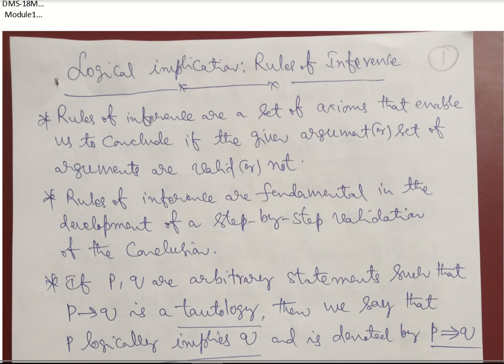So rules of inference are a set of axioms or statements that enable us to conclude if the given argument or set of arguments are valid or not. Using the given set of arguments, we are going to check whether they can give some conclusion. To arrive at a conclusion, we use some set of rules, and those rules are called the rules of inference. Rules of inference are fundamental in the development of a step-by-step validation of the conclusion. We will see how that is being done.